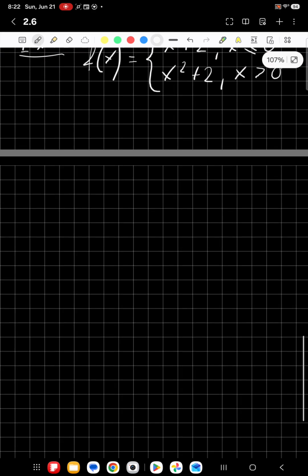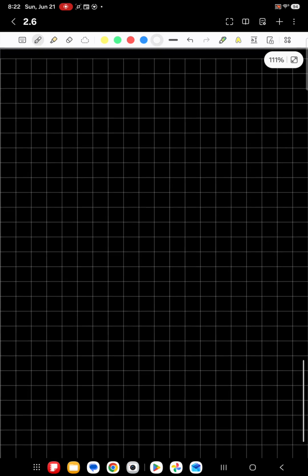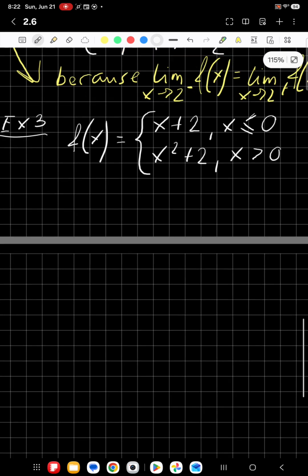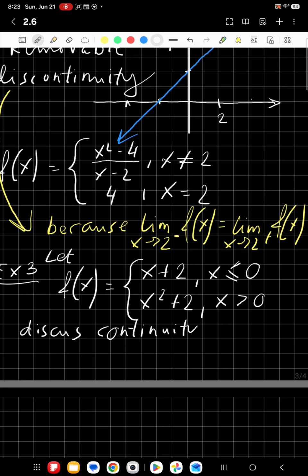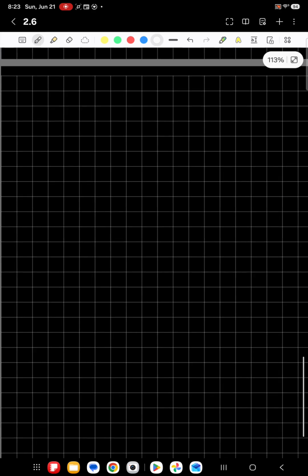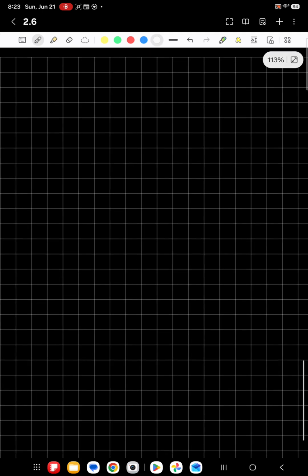Okay, so for now we don't really know how to do it algebraically, right? How to check if the function is continuous. So let me write a problem. Let f of x equal this. Discuss continuity. Okay. Yeah, so that's our task. We'll basically decide whether the function is continuous or not. Okay, so yeah, let's graph it.